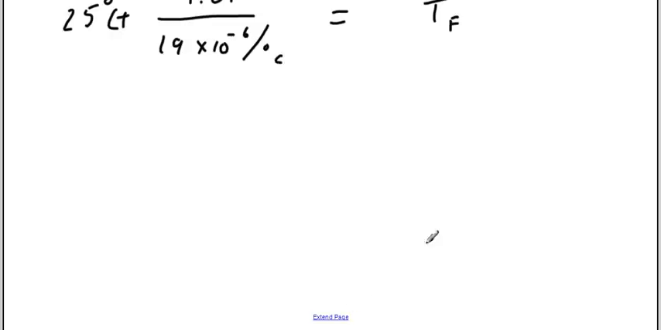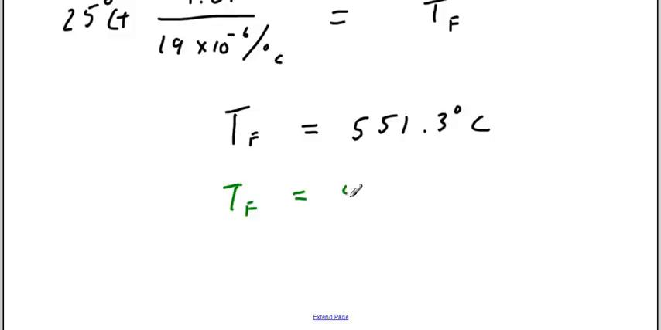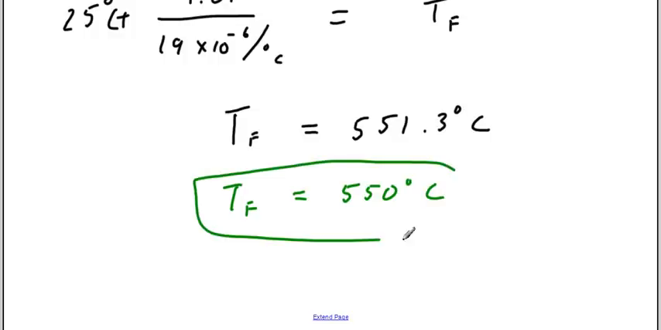Okay, so I do that calculation and I see that my final temperature, in order for that to happen, is 551.3 degrees centigrade, is what my calculator is telling me. And then I look at problem 10 and I see that I only have 2 significant digits. So for my final answer, I'm going to pick a temperature of 550 degrees centigrade because I only have 2 significant digits.